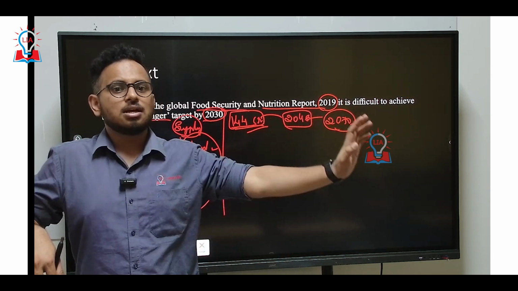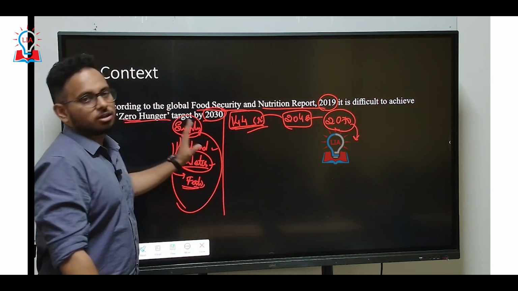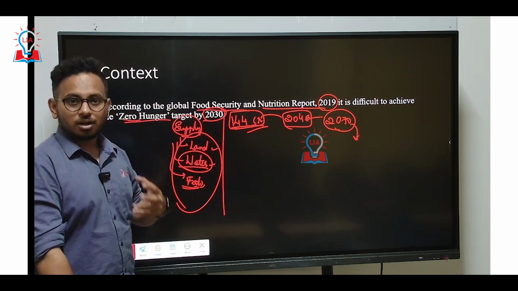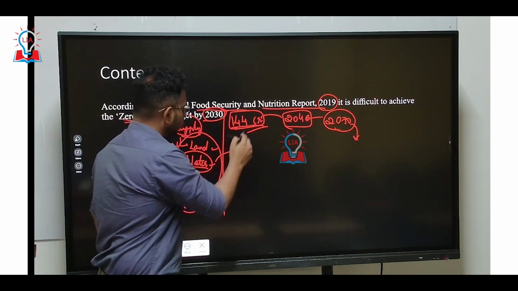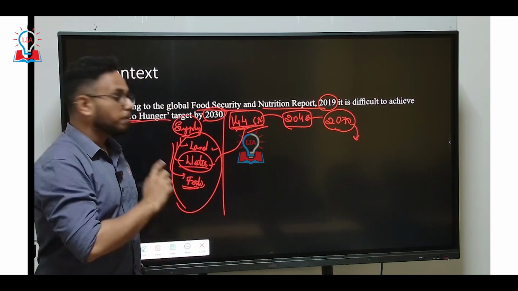If you look at this projection of the population with the availability of limited resources, it is really hard for a country like India to supply food to all 144 crore people. Okay, this is the problem that we have.